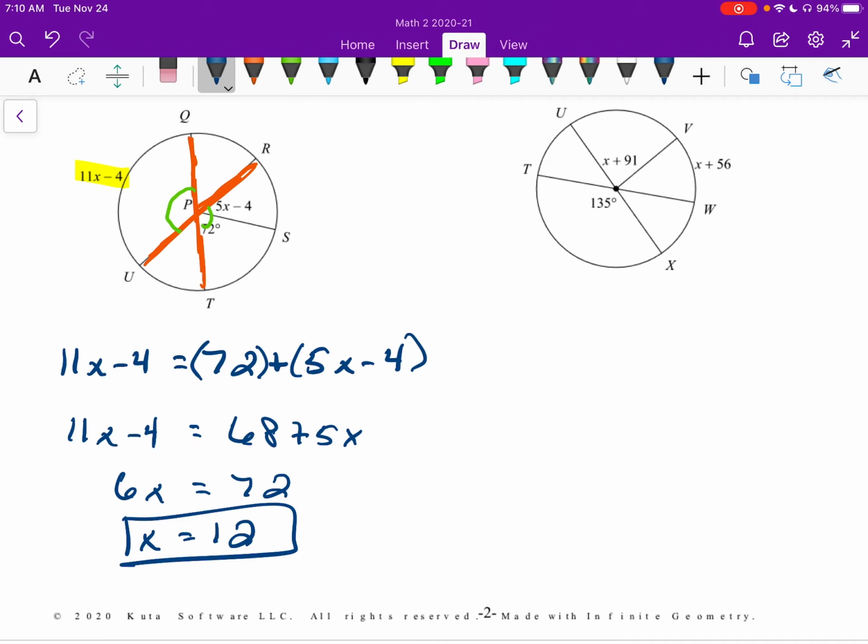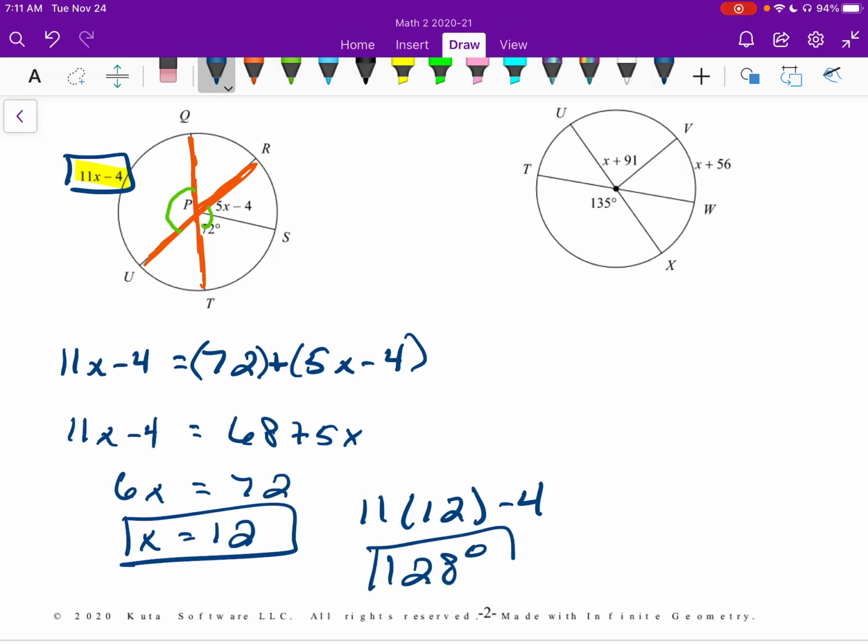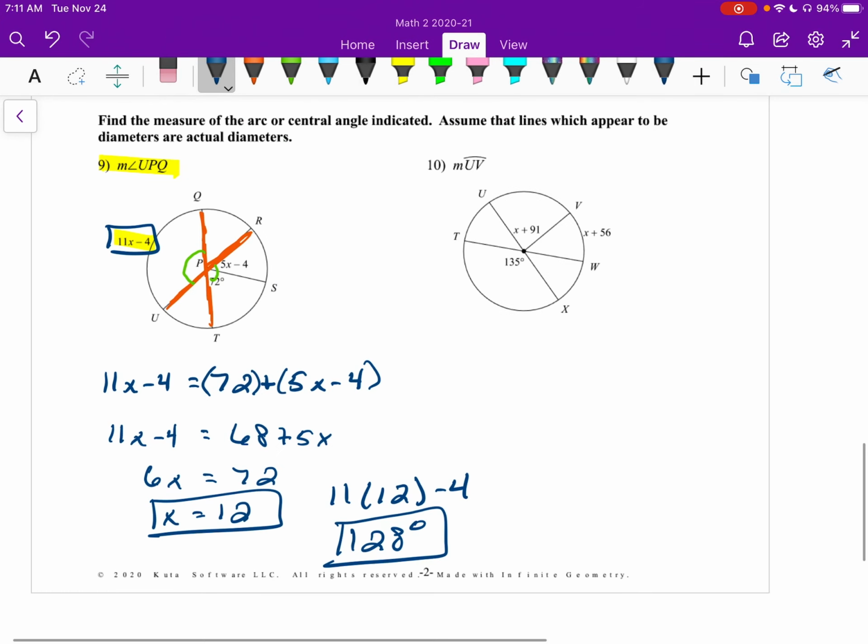When I boxed that, I almost wanted to be done, but I have to plug back in, remember? So I'm going to have, well, 11 times 12 minus 4. 11 times 12 minus 4 is 128 degrees. So the answer that Kuda will list will be the 128.